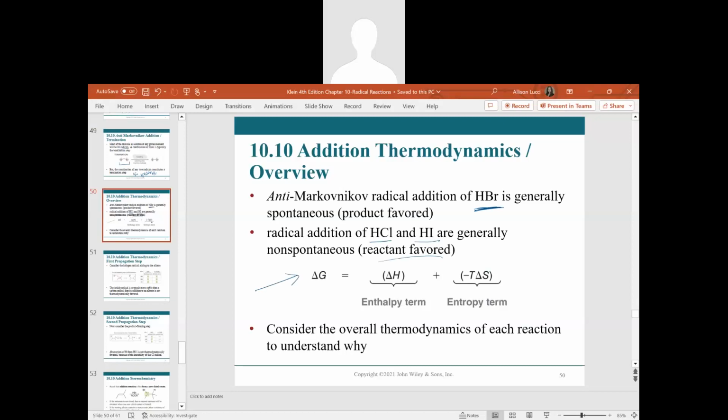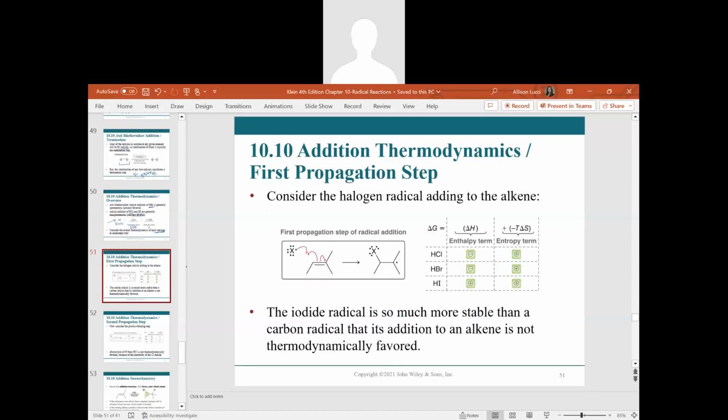So if you recall, this Gibbs free energy term is the sum of the enthalpy, or generally the bond dissociation energy sum, those bonds that need to be broken, and then the bonds that are formed, subtracted, that energy gives us our delta H. And then we have our entropy term, which is temperature dependent. So let's look at the thermodynamics of each of these, HBr, HCl, or HI addition, and let's compare and see why one is favored and not the others.